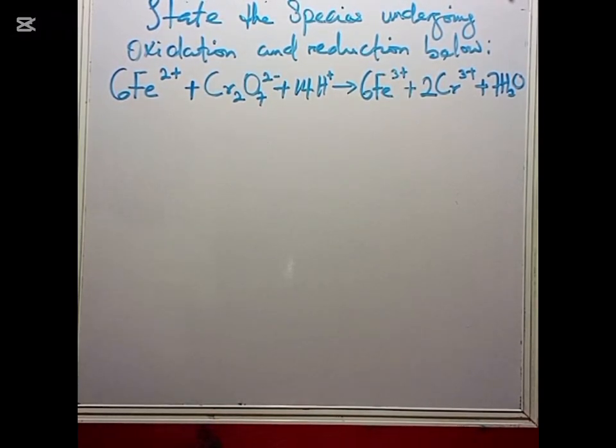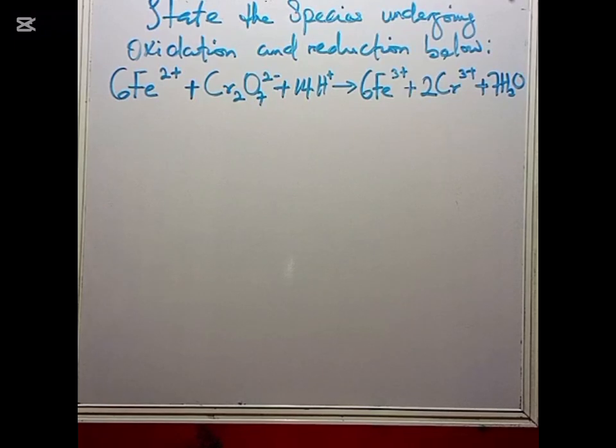This is a class involving lectures on oxidation and reduction of electrons, or oxidation and reduction of elements or ions. In the question, it says: state the species undergoing oxidation and reduction below. 6Fe2+ plus Cr2O7 2- plus 14H+ to give us 6Fe3+ plus 2Cr3+ plus 7H2O.